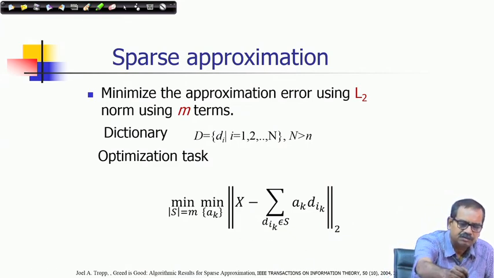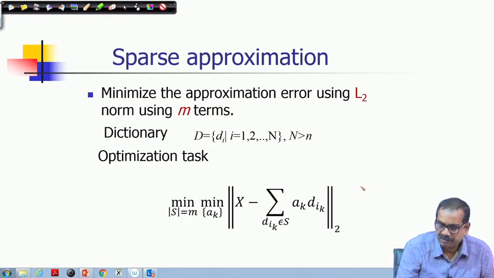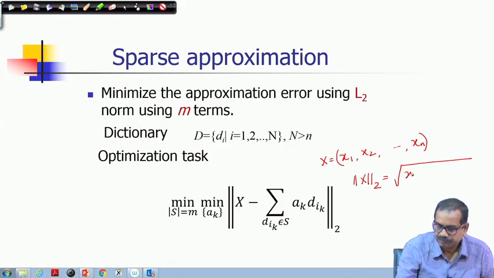Just to show you what is meant by the L2 norm, suppose you have a vector represented as x1, x2 to xn. The L2 norm is defined as the root over x1 square plus x2 square.